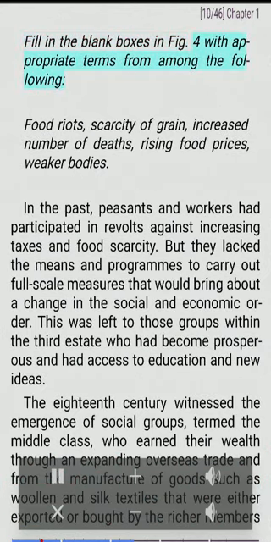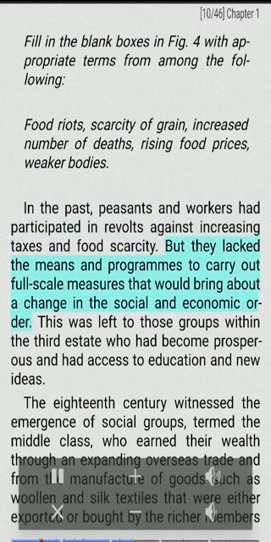1. 3. A growing middle class envisages an end to privileges. Activity. Fill in the blank boxes in Fig. 4 with appropriate terms from among the following. Food riots, scarcity of grain, increased number of deaths, rising food prices, weaker bodies.